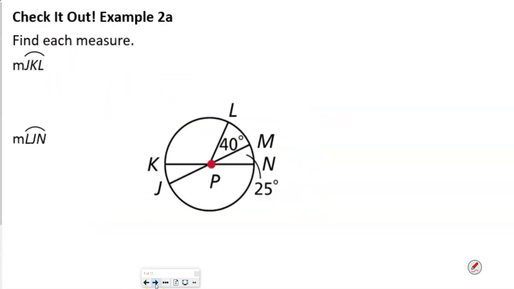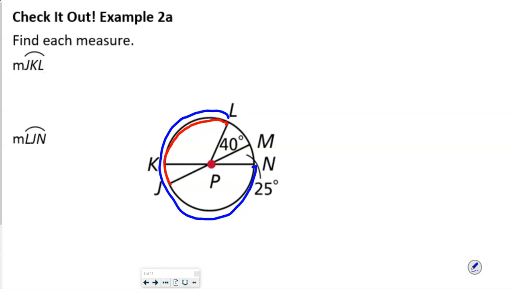All right, now let's see if you guys can do it. Go ahead and pause the video. Let's see if you can figure out what the measure of arc JKL is. JKL, so that's this arc out here. That's the first arc you're finding, which means you're going to have to find angle JPK and angle KPL, right? And then you're going to find LJN. Okay? All right, so go ahead, pause the video, see if you guys can do it.